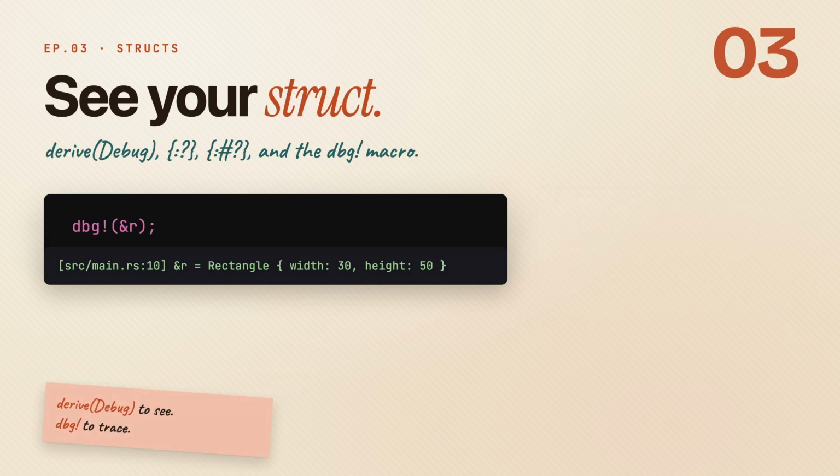One more tool is dbg. It's a macro that prints the file, the line, that expression and the value. It also hands the value back, so you can drop it in mid-expression without breaking the code. The derive Debug, println and dbg, this trace, both come before you reach the debugger.